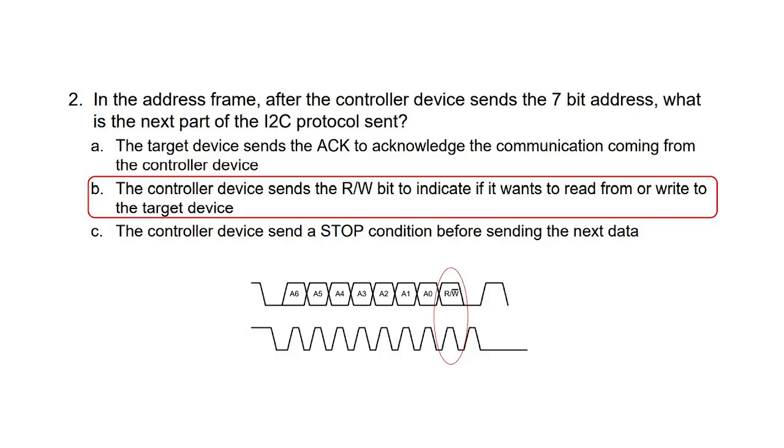And in the address frame, after the controller device sends 7 bits of data, what is the next part? If you observe this timing diagram, the read/write-bar signal indicates whether the master should read data from the slave or write data into the slave. The controller device, that is the master, will send the read/write-bar bit that indicates it wants to read from or write into the target device. Target device means slave.